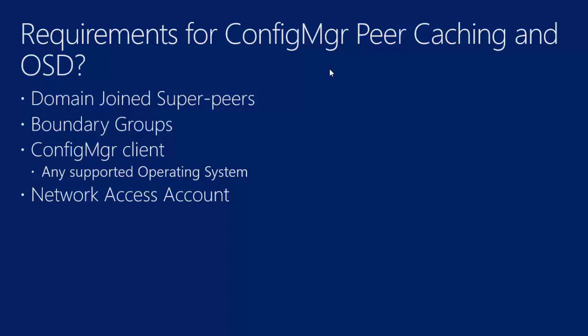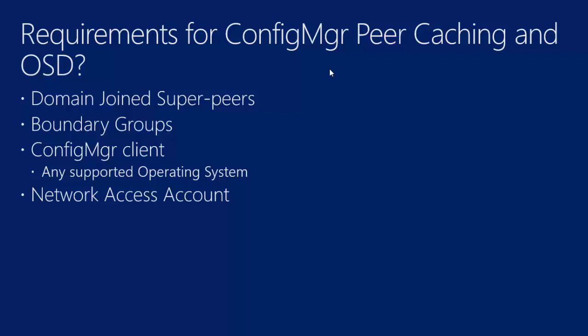Boundary groups. We do need boundary groups. I've mentioned this a couple of times already. A boundary group defines what systems can potentially be sharing content back and forth with each other. And you can further refine that by saying, within this group, only let machines that are on the same subnet share content with each other. Again, I'll show that to you in just a minute. You do need a Config Manager client, and that client can be on any supported OS. It doesn't need to be Windows 10, it doesn't need to be a server, it just needs to be a supported operating system. And then fourthly, specifically for OSD scenarios, you do need a network access account.